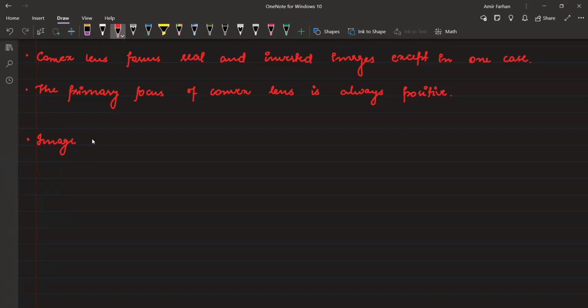So, image formation. Sorry, let me write, instead of image formation, only convex mirror.